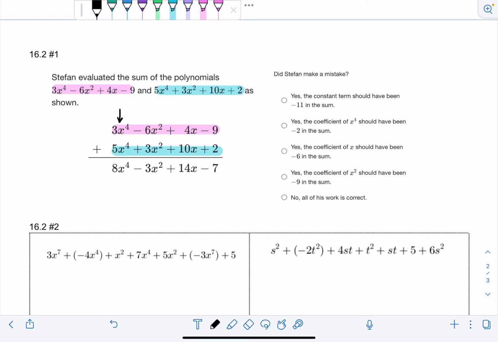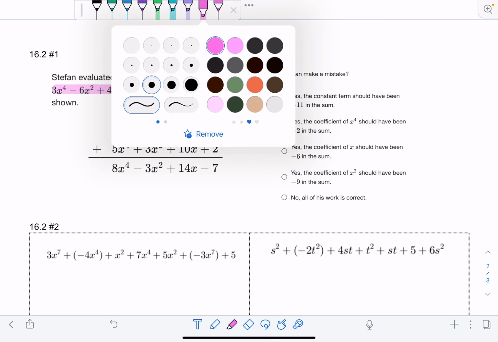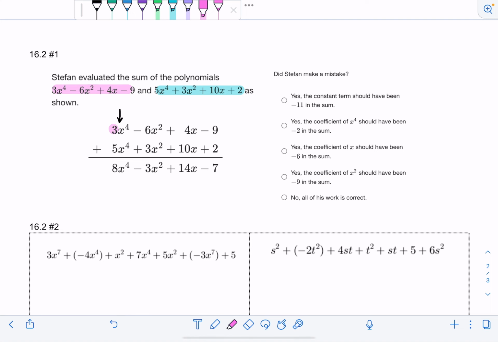3x to the 4th plus 5x to the 4th. We add polynomials by adding their coefficients. So we would do 3 plus 5 to get 8, and then the x to the 4th stays the same. So when you're adding, the powers don't change at all. And then for the next one, it would be negative 6 plus 3 is negative 3, and it's still x squared, that stays the same all the way through. And then 4 plus 10 to get 14x, and then negative 9 plus 2 to get negative 7.